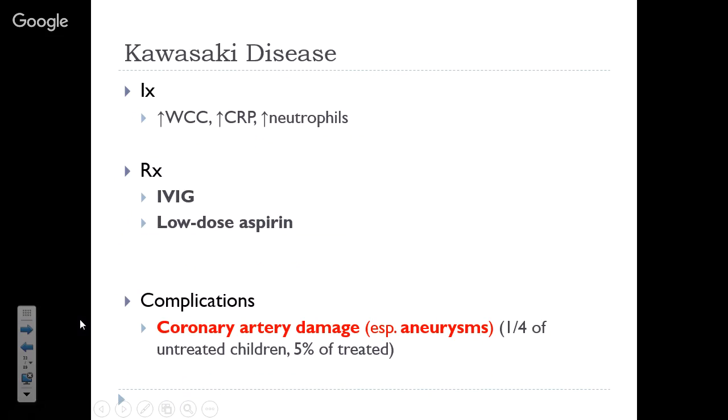Treatment, basically IVIG and low-dose aspirin are the mainstays. And aspirin is because of the risk of coronary artery damage, especially coronary artery aneurysms, which is quite common if they're untreated. But by treating them, we can reduce that risk by quite a bit. So IVIG and aspirin, and watch out for aneurysms.